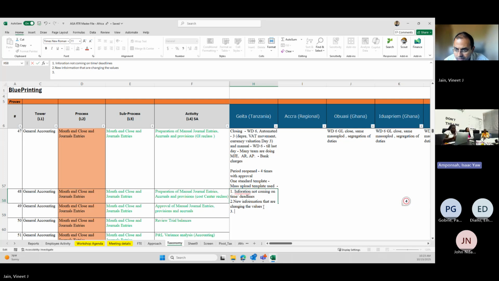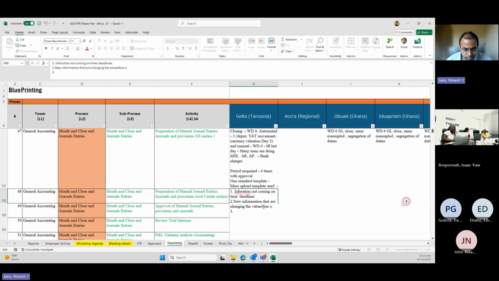Basically, the size of the documentation to be loaded in SAP can actually cause delays. Our IT department is looking at upgrading our SAP capability to a hosted cloud environment. Yeah, we need help with those kinds of challenges.